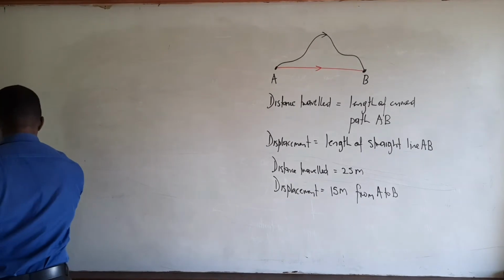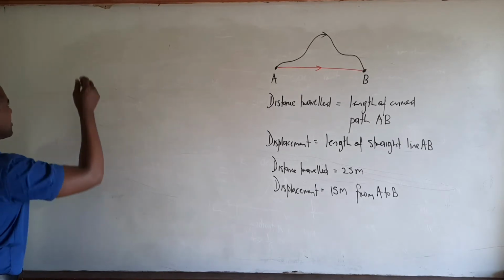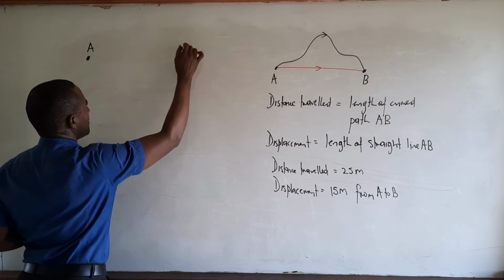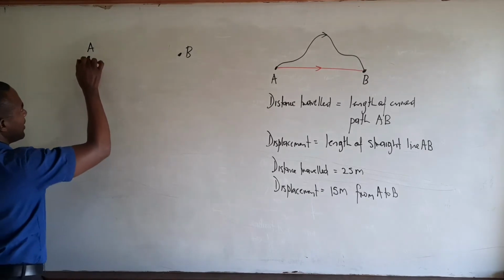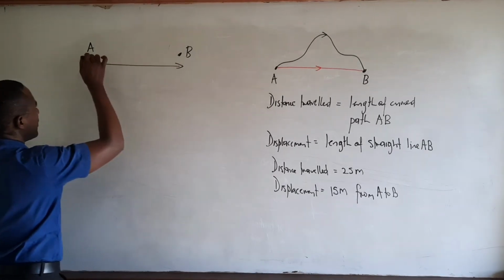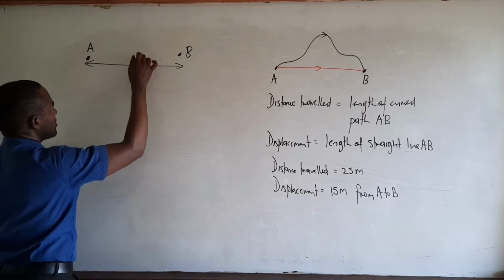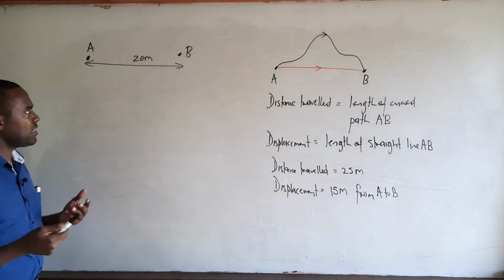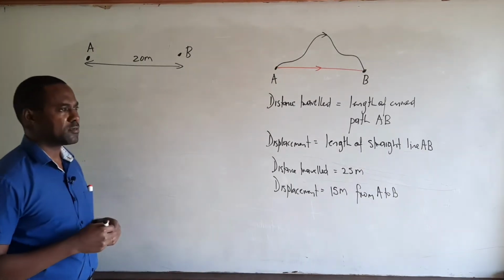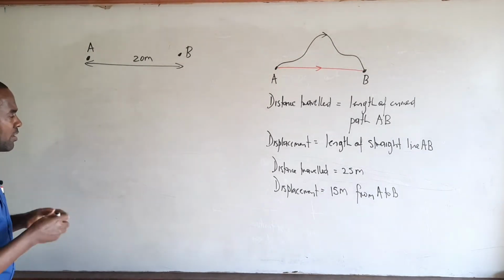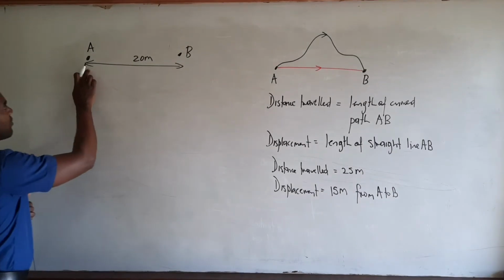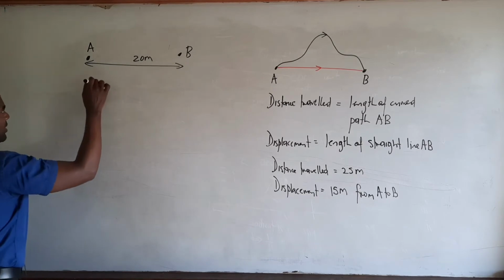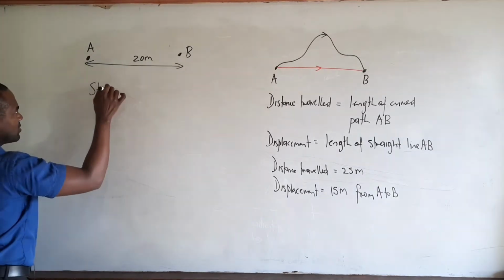So let this be A, and let this be B. And let's say those 2 points are separated by a distance of 20 meters. So the length of path AB is 20 meters, right? So the person is going to walk from A to B and then back from B to A.